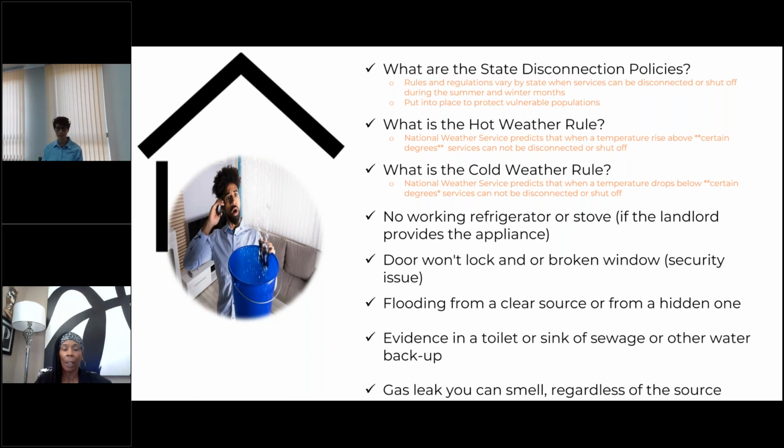So just FYI. Another thing that will be considered an emergency, and I'm going to say this, is no working refrigerator or stove. The reason I say this is if the landlord provides the appliance, not if the tenant brings the appliances, then they're responsible for that. If there's no working refrigerator or stove, the landlord is responsible to replace that as soon as possible. In the housing authority, we consider that a 24 hour issue. Especially with HQS inspection with Section 8, the landlord has 24 hours to replace that refrigerator or stove in that house.